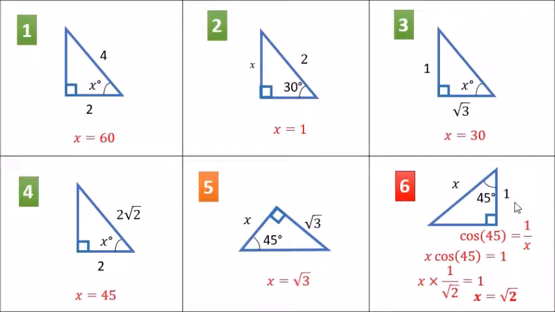Now question 6 really is a little bit trickier, where again we have x as the denominator of our fraction. Cos 45 is 1 over x. If I multiply through by x, I get x cos 45 is equal to 1. Now cos 45 is equal to 1 over root 2, using our exact values. So x multiplied by 1 over root 2 is equal to 1. If I multiply everything by root 2, I get x times 1, which is just x, is equal to 1 times root 2, which is root 2. So x equals root 2.